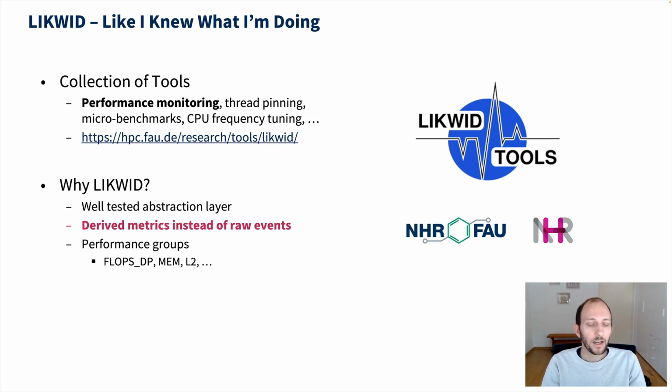In particular, you will be able to specify a performance group like FLOPS_DP, where DP stands for double precision, which will then give you interesting information about double precision operations that your Julia code has performed. Equally, you could choose MEM or L2. There's a bunch of those. For example, MEM and L2 are related to measuring the memory bandwidth or the L2 cache bandwidth.